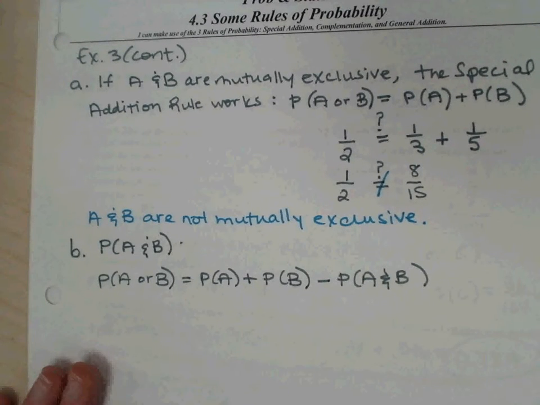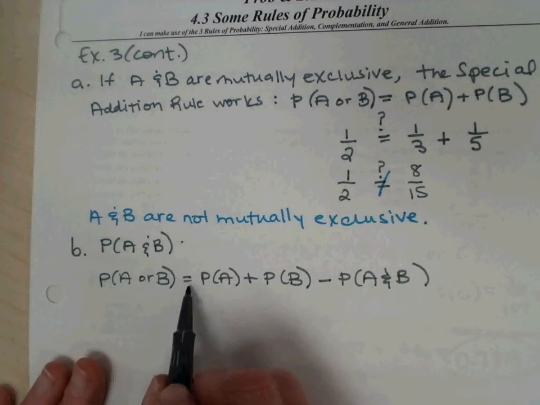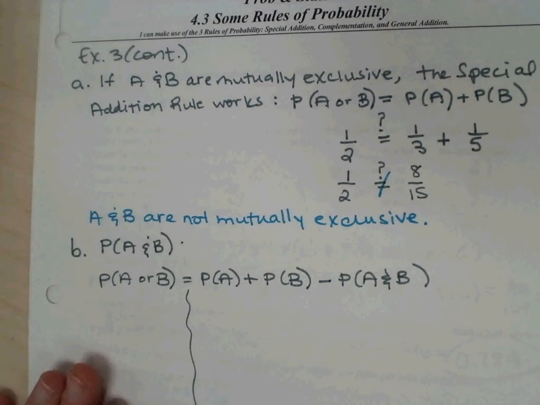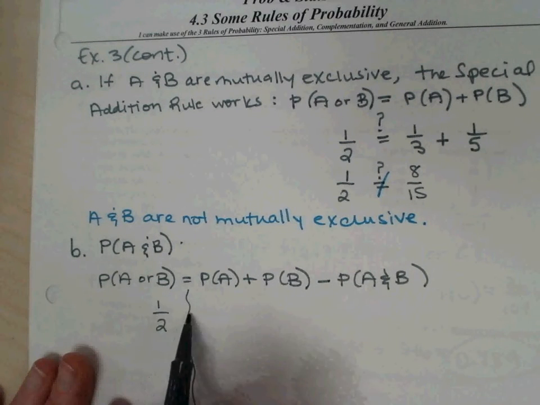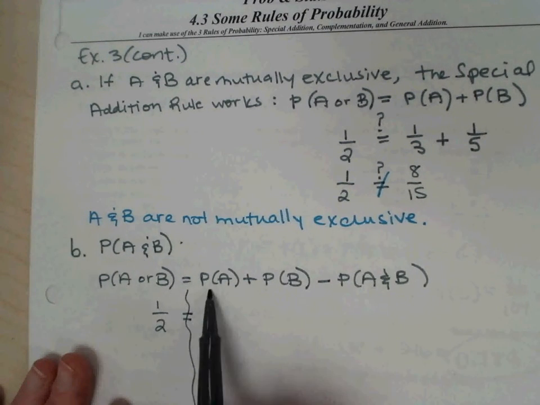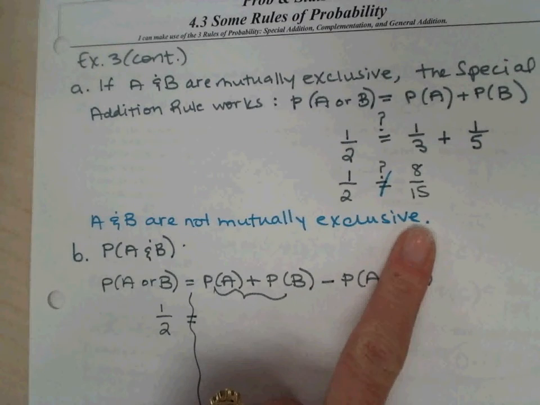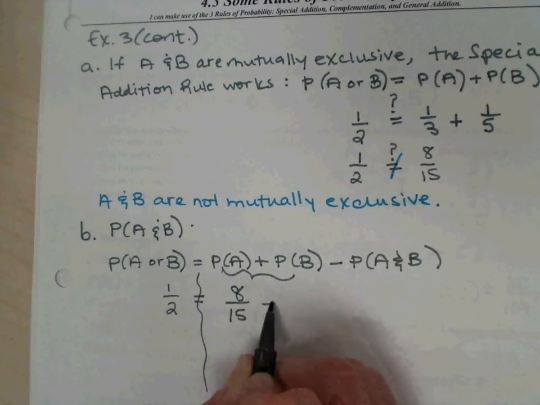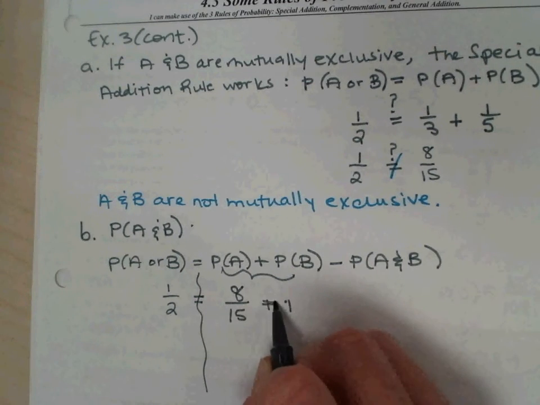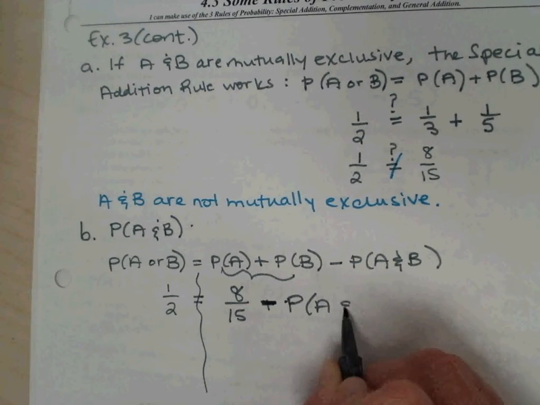Again, we're just going to substitute in. We know the probability of A or B from the question. I'm going to draw my little line. It's going to be a simple algebraic equation here. It is 1/2. We already added together the probability of A plus the probability of B just a second ago, that's 8/15. So 8/15 minus the probability of A and B.